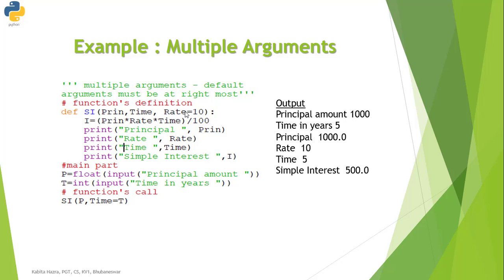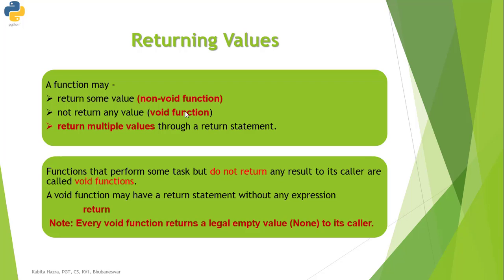Let us now discuss different types of functions depending upon the return value. As we have discussed earlier, a function may return some value or may not return any value, or it may return multiple values through a return statement. This is one of the major differences of functions in Python from other programming languages. In other programming languages, to return multiple values, we have to use a derived data type like an array or a pointer. But in Python, we can directly pass multiple values through a return statement.